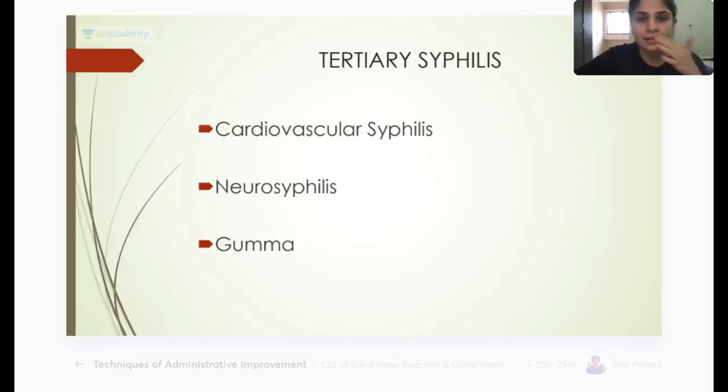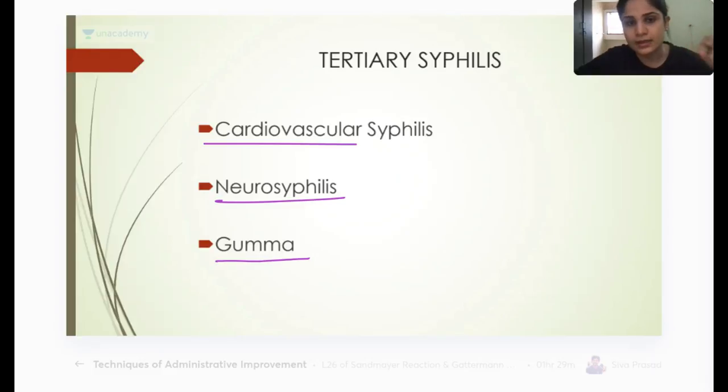Okay. All right. Next, tertiary syphilis. In tertiary syphilis, all the major organ systems start getting involved. So you have the cardiovascular system getting involved, the nervous system getting involved, and presence of gumma, which is the lesion that will carry the organisms. Correct. So can you tell me what neurosyphilis is also called? What is the name of neurosyphilis? Tabes dorsalis. Very good.